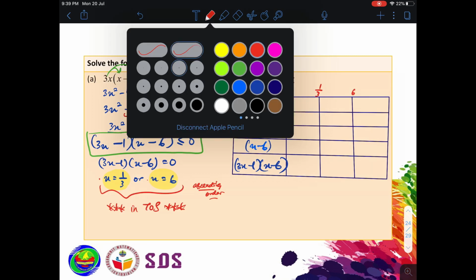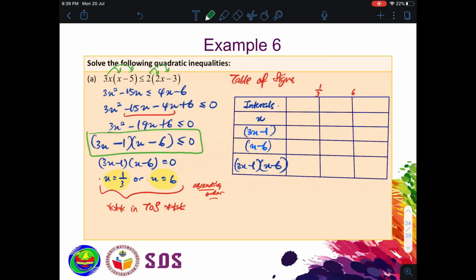In the interval row, I will write down 1/3 and 6 as a beginning. Don't put any bracket yet, just stay like that first. On the right-hand side, I will write 6 until positive infinity, with an open bracket because it is positive infinity. On the left-hand side, you have negative infinity until 1/3.